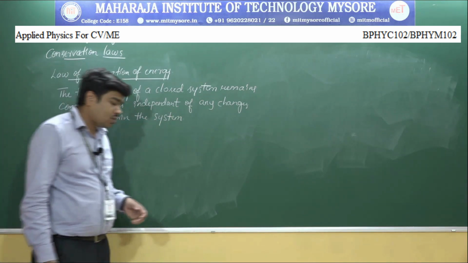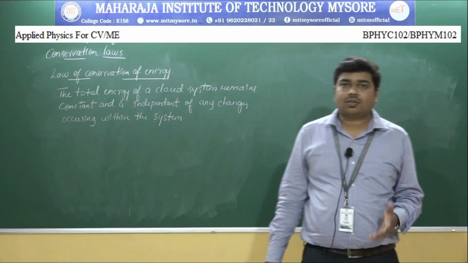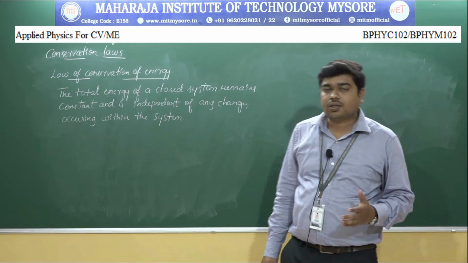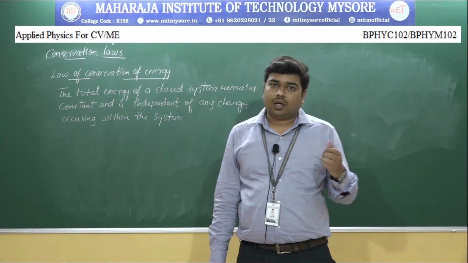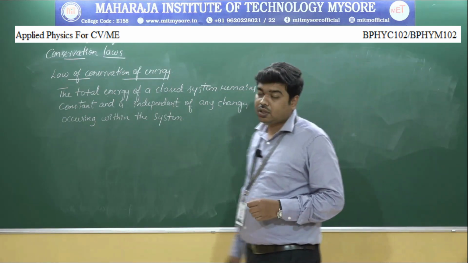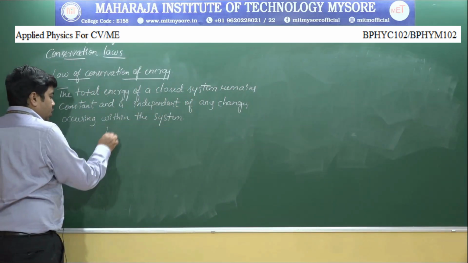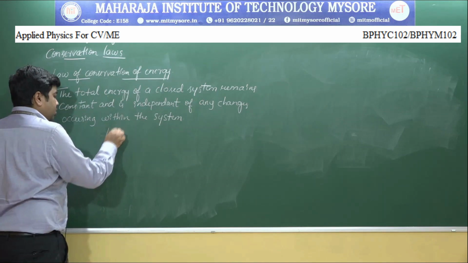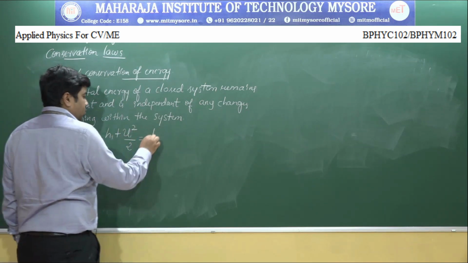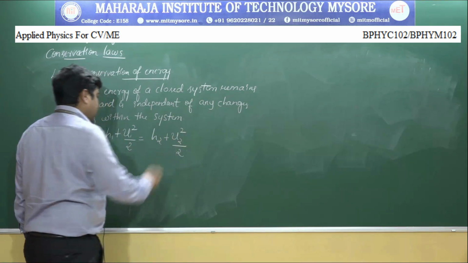So if you consider a closed system, the total energy of that closed system remains constant even though any changes may occur in that system. Means either the changes can be physical changes or else the changes can be chemical changes. So that's what the law of conservation of energy says. The equation based on the parameters is given by H1 plus U1 square by 2 is equal to H2 plus U2 square by 2.